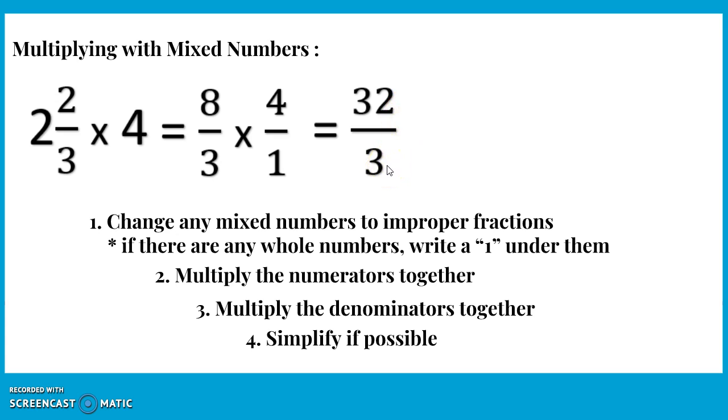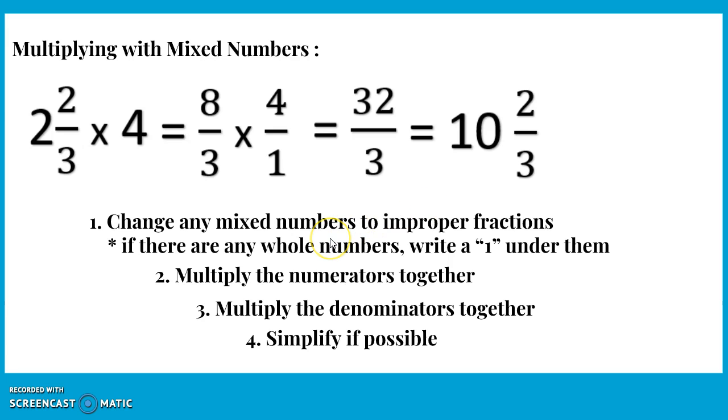And then we're going to change that back into a mixed number. 3 goes into 32 10 times, which is 30, with 2 left over, so we would have 10 and 2/3. And this is not a simplifiable fraction, so our final answer here would be 10 and 2/3.